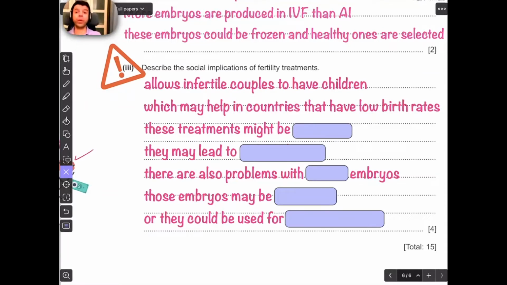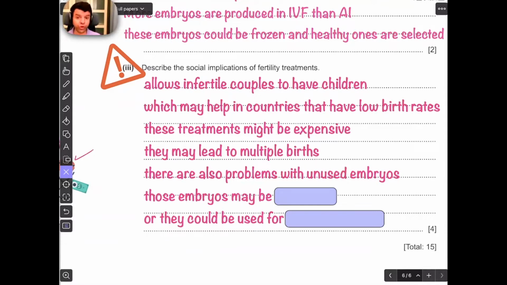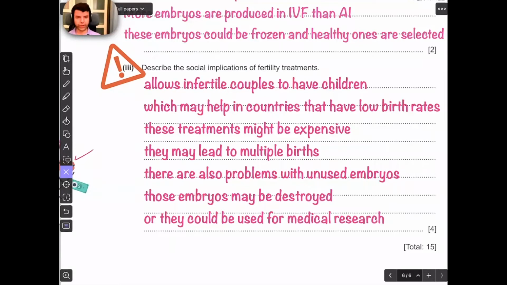These treatments might be expensive, all right? So that's something to consider, and may lead to multiple births. So both are related to financial issues. There is also a problem with those spare embryos, right? What are we going to do with those unused or spare embryos? They may be killed, or they may be used for medical research, okay?